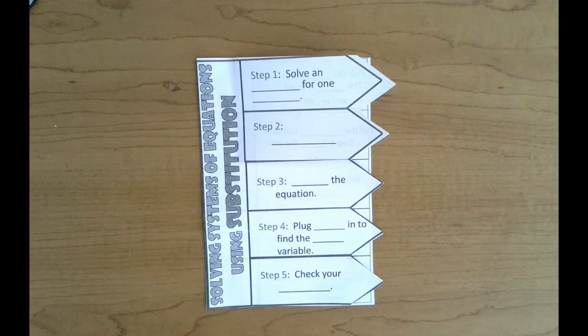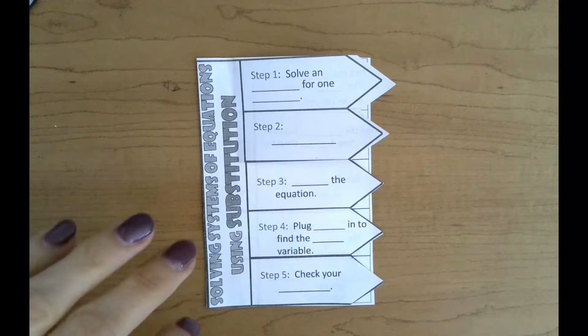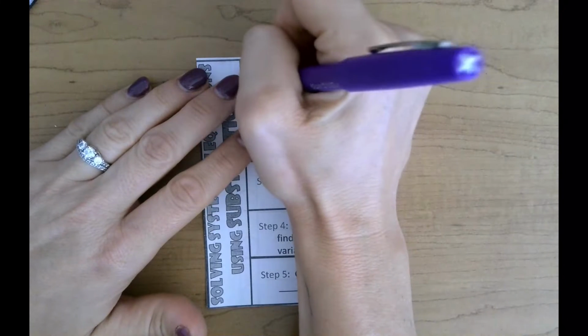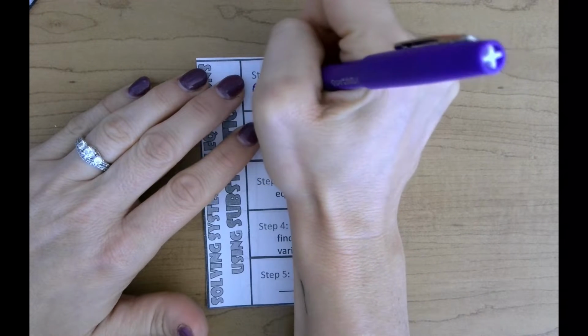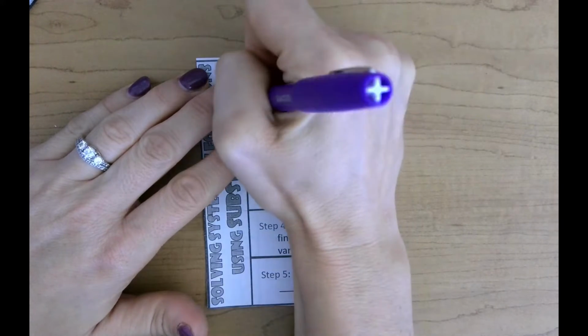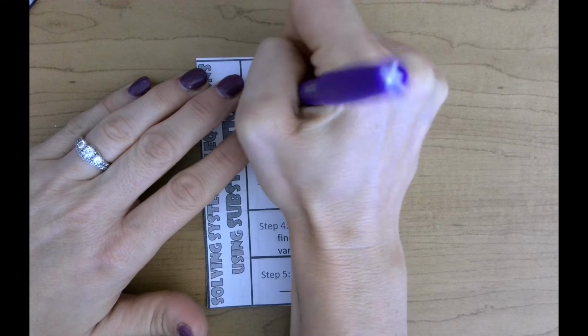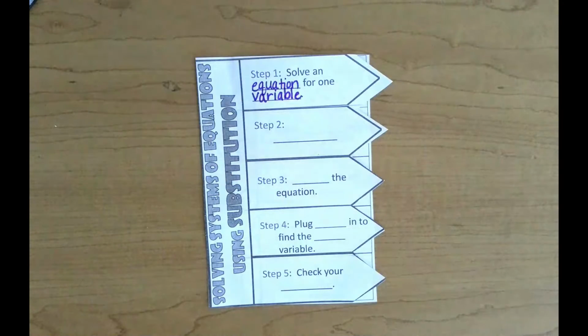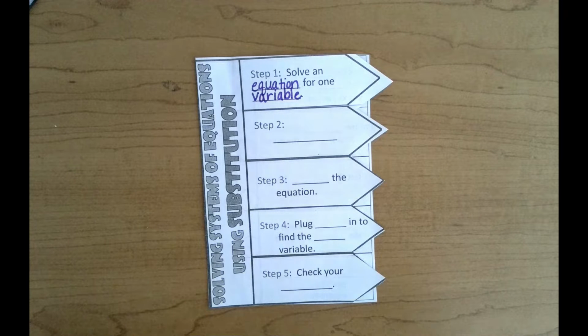Being recorded. Okay, step 1, solve an equation for one variable. So this is just like we were doing yesterday with graphing to solve systems, but now I'm showing you another way algebraically using substitution. So first we want to solve an equation for one variable, just like we were doing on the bell ringer.